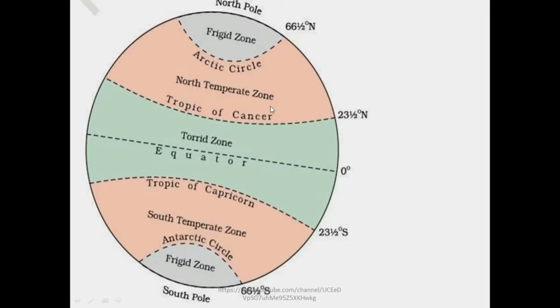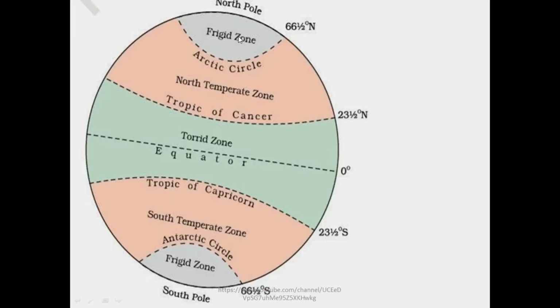So what about temperate zone? We can see the temperate zone between Tropic of Cancer and Arctic circle in the north, and between Tropic of Capricorn and Antarctic circle in the south. In these temperate zones, the sun rays do not directly fall on that region; they fall slantingly. That's why they receive some heat, but less heat when compared to torrid zone. So they are warm in nature.